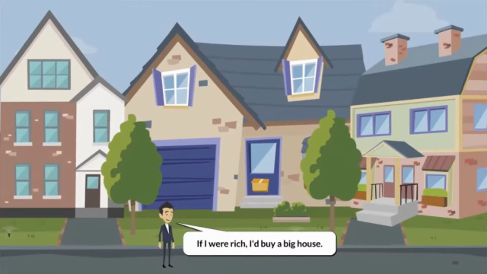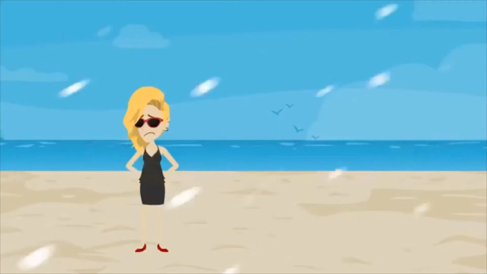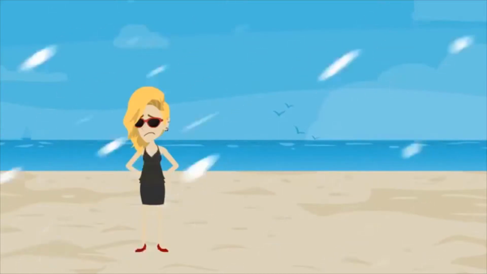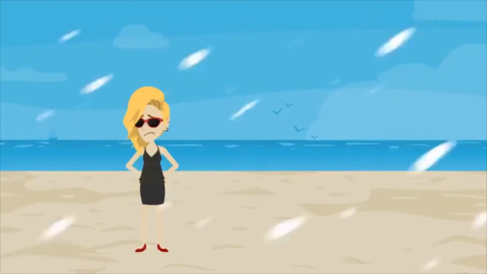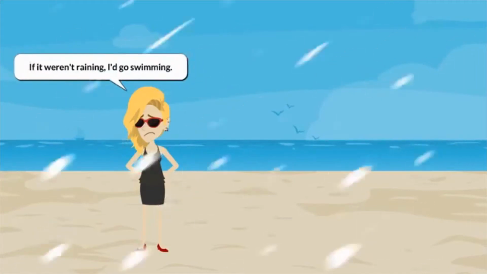Notice how we used were for the pronoun I. That's because for second conditionals, we use were for all pronouns after the word if in the condition clause, including I, he, she, and it. Let's have a look at another example. Sarah wants to go swimming, but it's raining.